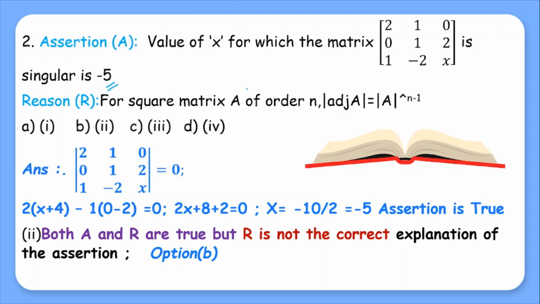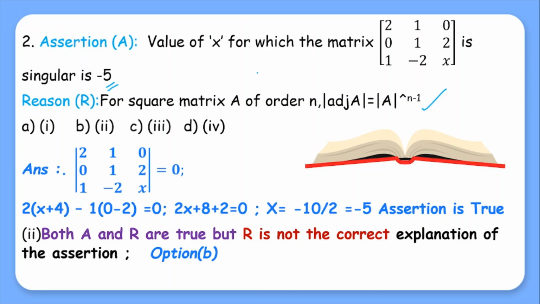Then the reason: for a square matrix A of order n, the determinant of adjoint A is equal to determinant A power n minus 1. This is a standard rule, right? The reason is a standard rule. So the reason is true. It's a rule, it's a formula, so it is true. We go for the assertion. Once the reason is true, we should go for the remaining three options. For that, we have to check the assertion.